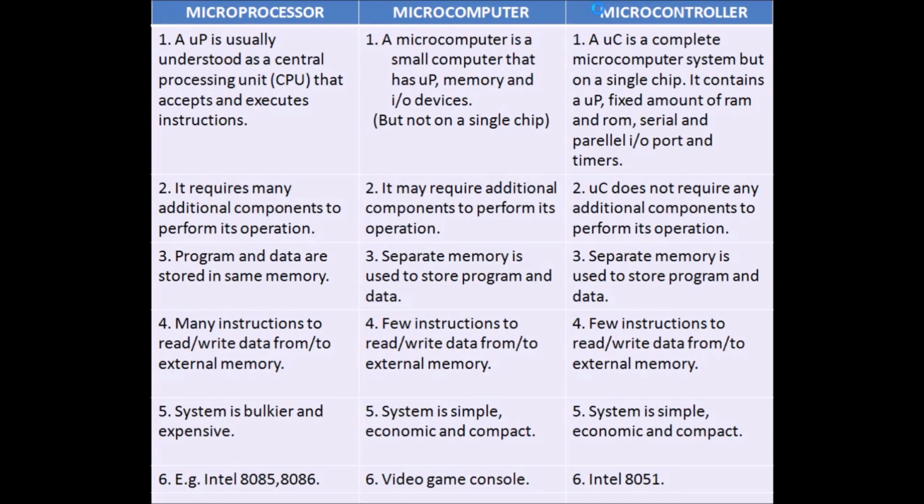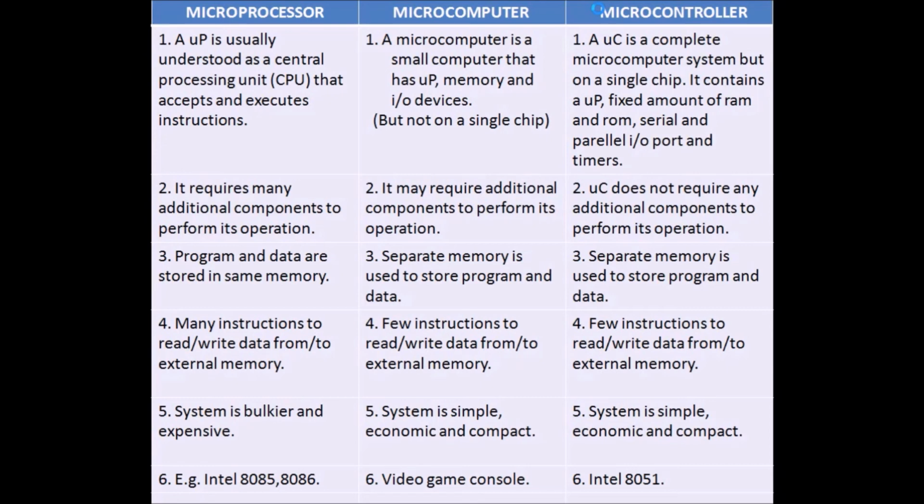A microprocessor requires many additional components to perform its operation. A microcomputer may require additional components to perform its operation. Microcontroller does not require any additional components to perform its operation. Programs and data are stored in the same memory in microprocessor. In microcomputer, separate memory is used to store program and data. Separate memory is used to store program and data in microcontroller.